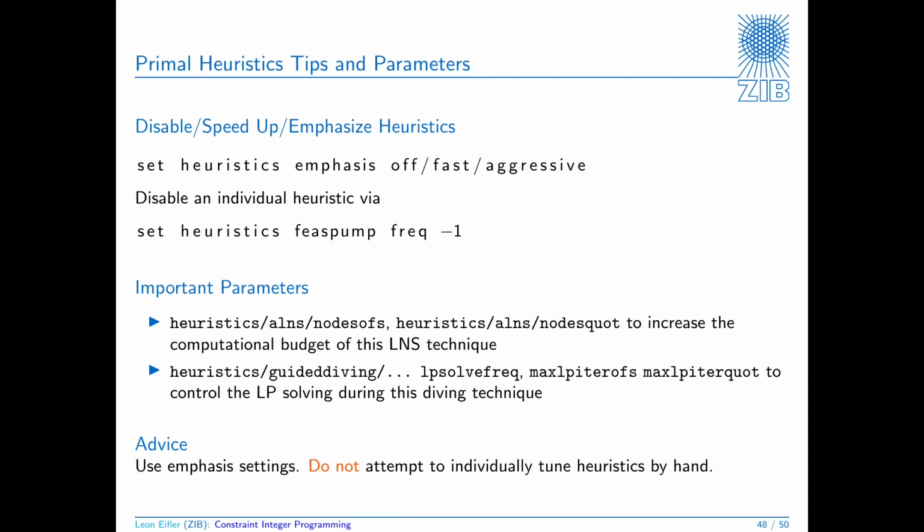And as a general piece of advice, you should probably use the emphasis settings rather than tuning the individual heuristics by hand. The only possible exception to this is if you have a specific problem that you want to solve and you have found, for example, some problem-specific heuristics that work really well and are very fast, then you might consider disabling some of the more expensive heuristics in SCIP, because you might not need them.